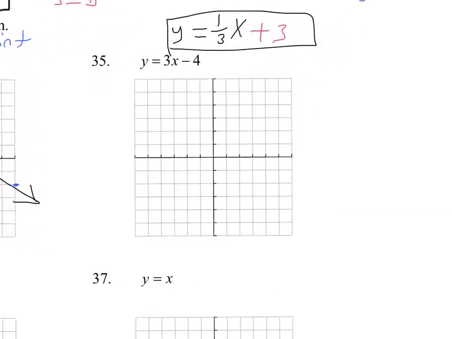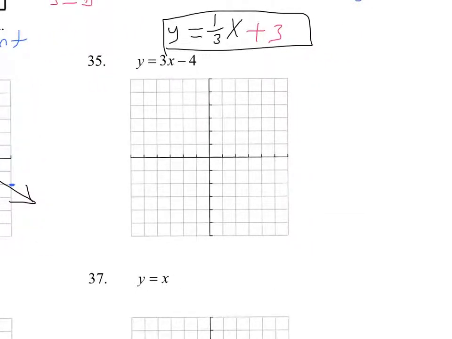Alright, number 35. Looks like my y-intercept is -4. So I'm going to start down here at -4. My slope is 3, or if you want to think of it as 3 over 1, that means you're going to go up 3 and over to the right 1. So up 1, 2, 3, over 1, we'll put it right there.